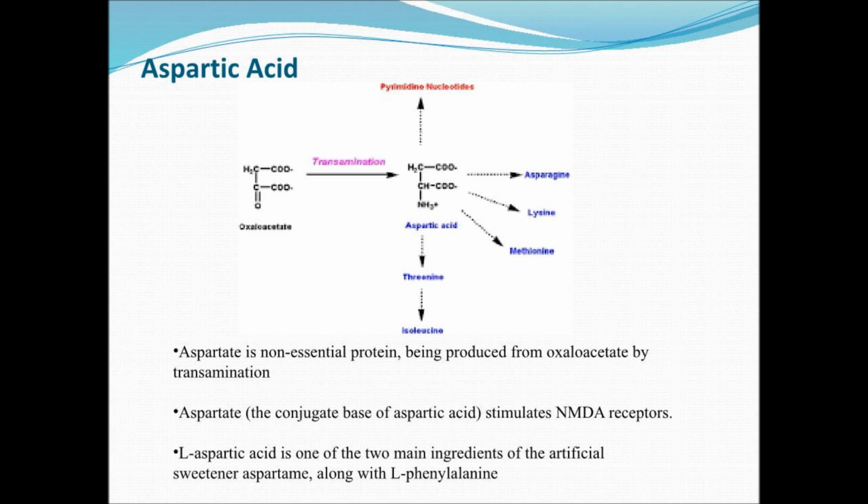Next is aspartic acid. Aspartate is a non-essential amino acid produced from oxaloacetate by transamination. Aspartate, which is the conjugate base of aspartic acid, stimulates NMDA receptors. L-aspartic acid is one of the two main ingredients of the artificial sweetener aspartame, along with L-phenylalanine.